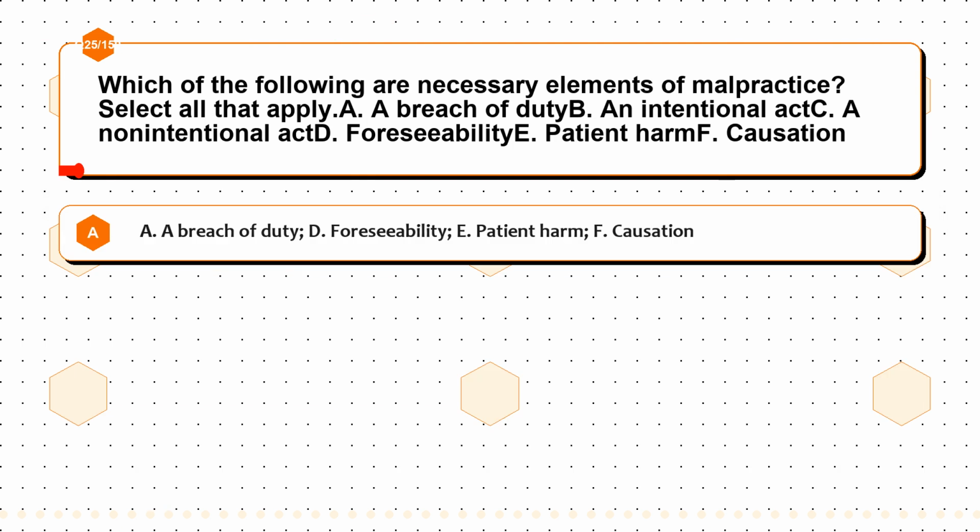Question 25. Which of the following are necessary elements of malpractice? Select all that apply. A. A breach of duty. B. An intentional act. C. A non-intentional act. D. Foreseeability. E. Patient harm. F. Causation. Here are the options. Option A. A breach of duty. D. Foreseeability. E. Patient harm. F. Causation.